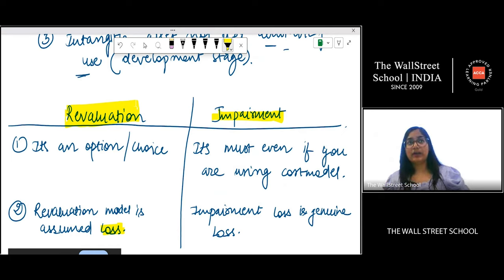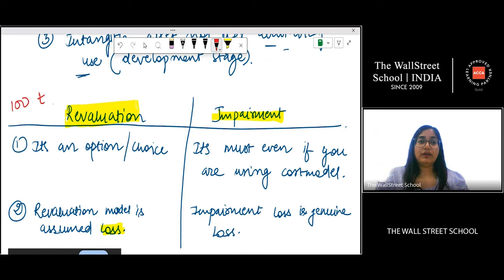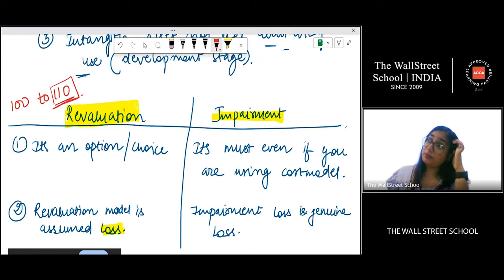If I'm using the revaluation model and any amount is changing, that means if my asset is increasing from 100 to 110, now I'll be recording my asset at 110. So this is an unrealized gain. It actually didn't happen. It is not an inflow that I would have earned, that $10, right? But I'll be changing that amount. Cash flow nahi ho raha, but market value change ho gayi.